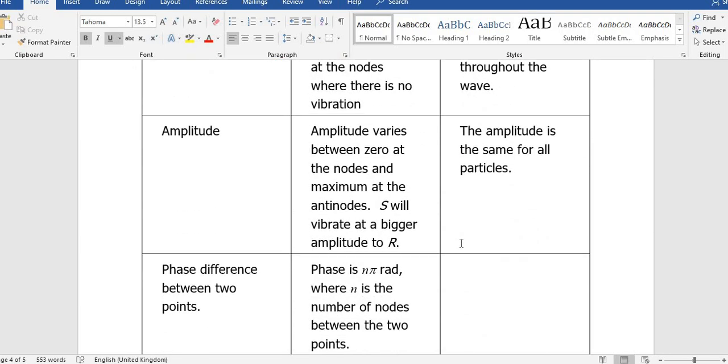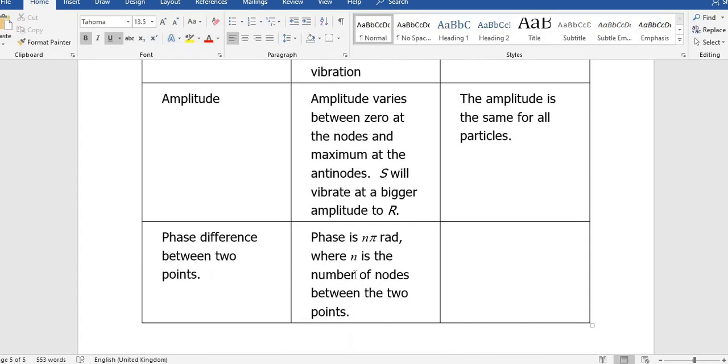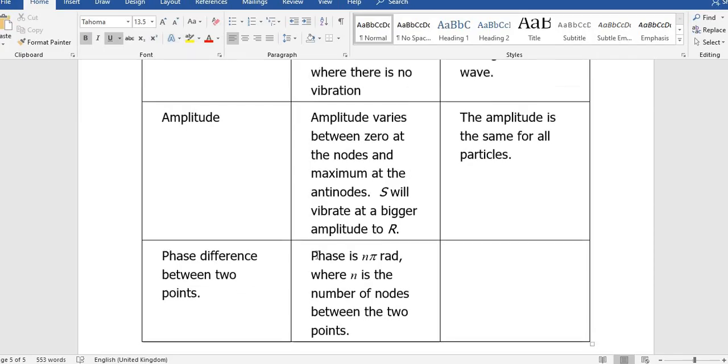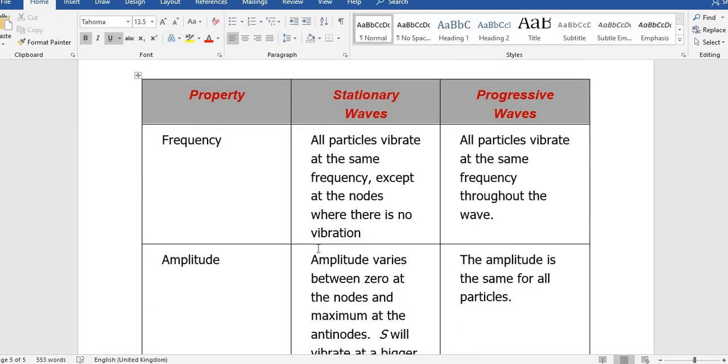So if it's 2, it will be 2 pi radians or 360 degrees, which is the same as 0 radians or 0 degrees. They are in phase, where n is the number of nodes between the points. So remember this, phase difference between 2 points for stationary waves.